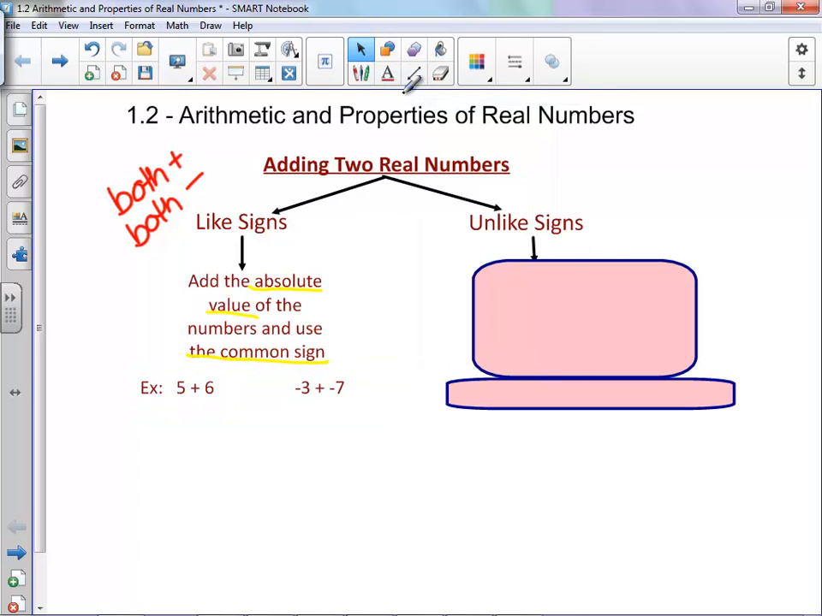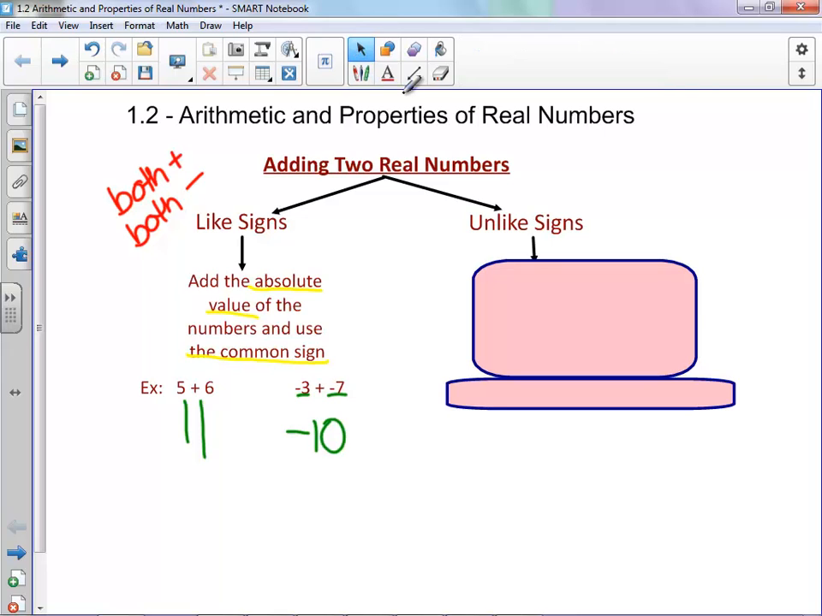So for example, if we have 5 plus 6, well, that's just 11. They're both positive, our answer is positive. Next up, we have negative 3 plus negative 7. Well, 3 plus 7 is 10. They're both negative, so our 10 is negative also.